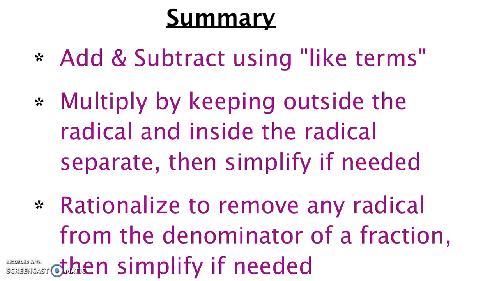Our summary is to add and subtract using like terms, just the way you would for any other kind of like terms. When multiplying, we keep stuff that's outside the radical outside and stuff that's inside the radical inside, and then simplify if needed. We rationalize to remove any radical from the denominator of a fraction. Always simplify in the end as much as possible.